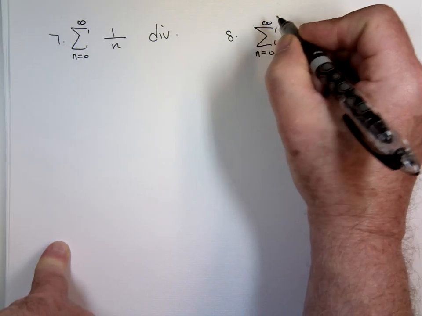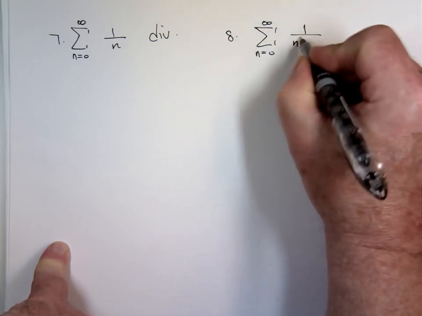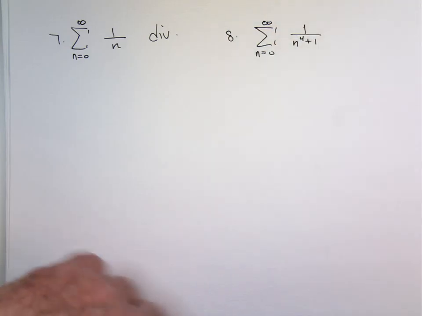Is 1 over n to the 4th plus 1. Again, a difference in degrees is what you're going to use. You have an n to the 4th, and a constant up in the numerator. The difference in degrees is 4, more than enough to cause this series to converge.